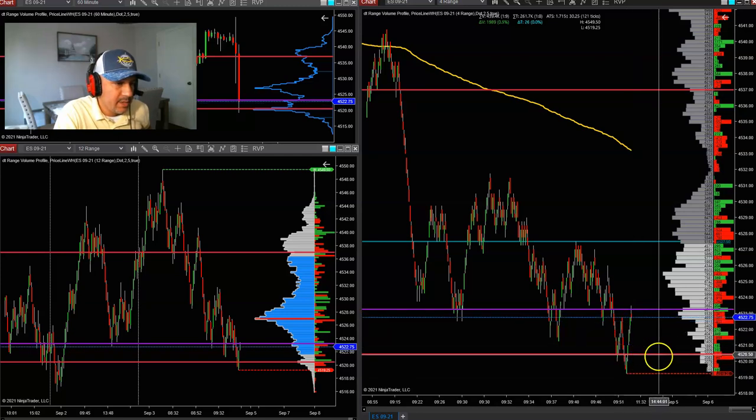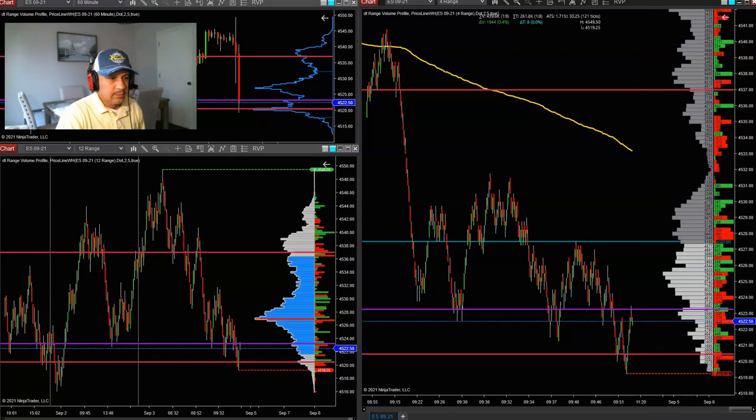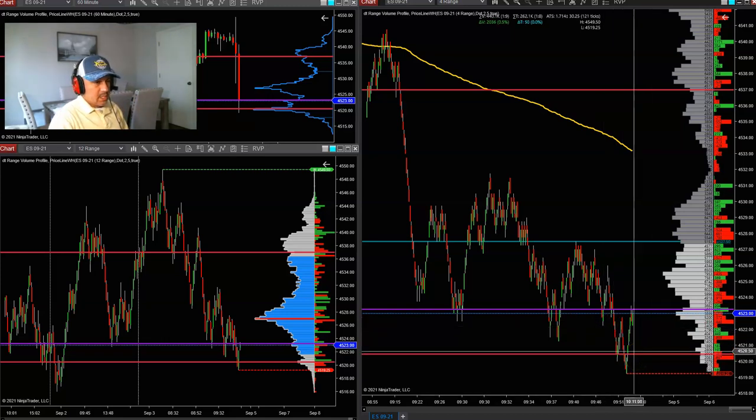I'd like to see price come back down here. We'll see what happens. Okay. Yeah, it could push higher, but I like to see price come back down to this area right here, where that red line is at.